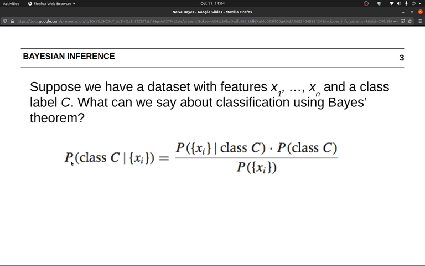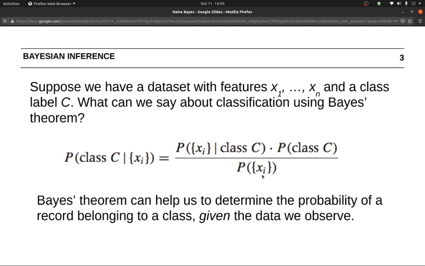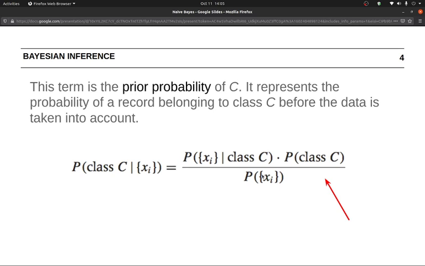So here, probability of a class given a set of features can be written as probability of features given a class times probability of a class divided by probability of features. Bayes' theorem can help us to determine probability of a record belonging to a class given the data that we already have. So let's understand this better.